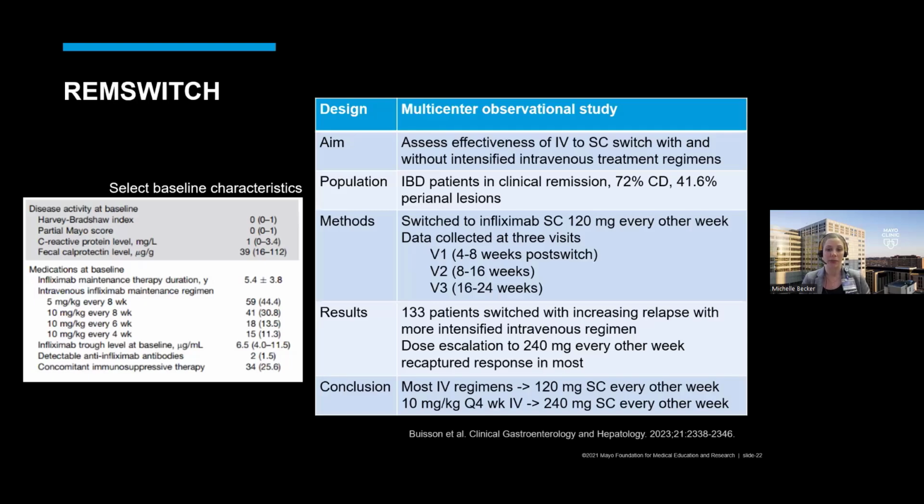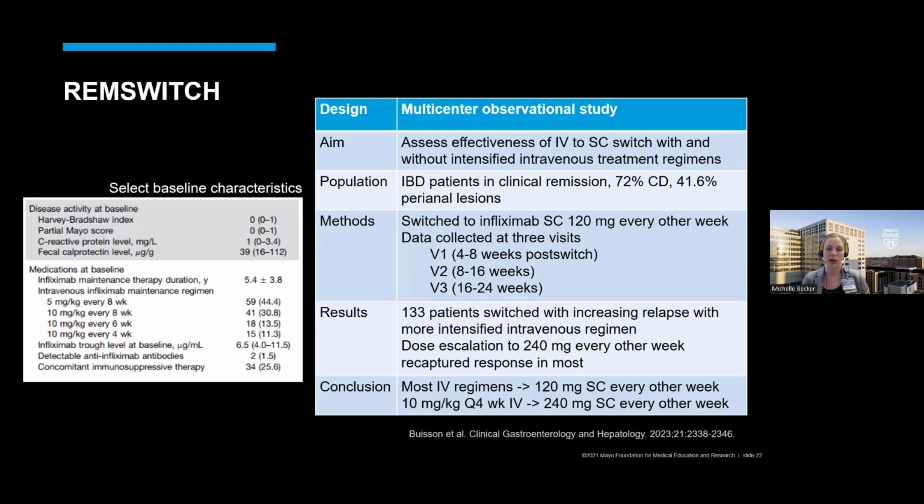Of these patients that had relapse, intensifying their subcutaneous regimen to 240 milligrams, which would be off-label per FDA labeling, every other week, so still that every 2-week interval, did usually recapture response. And this article found that that higher risk of relapse was for individuals with the more intensified intravenous of 10 milligrams per kilogram every 4 weeks. The long-term study also found that 10 milligrams per kilogram every 6 weeks were at higher risk.